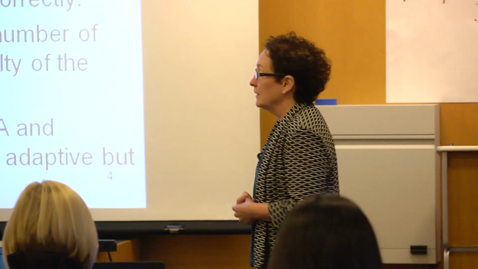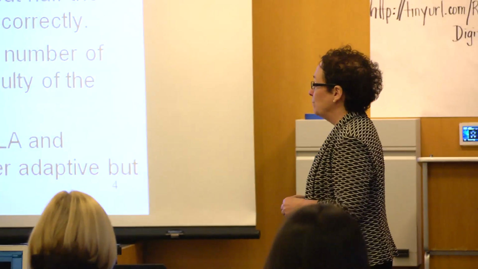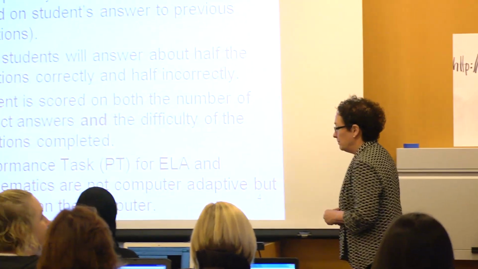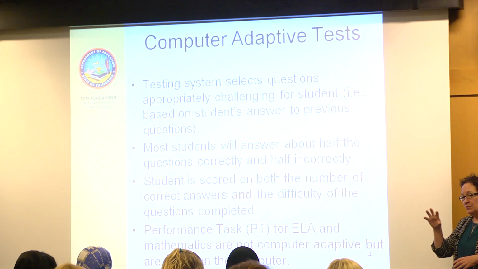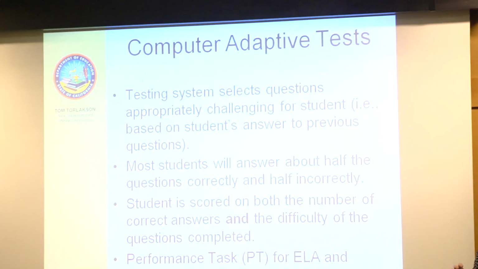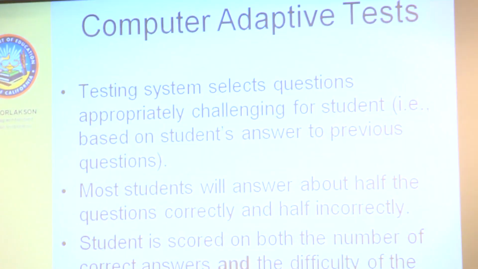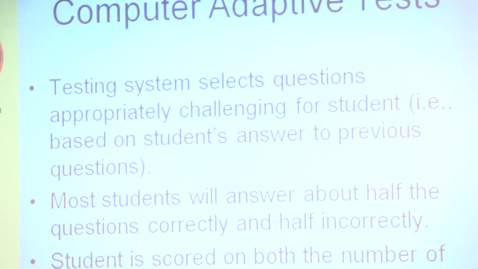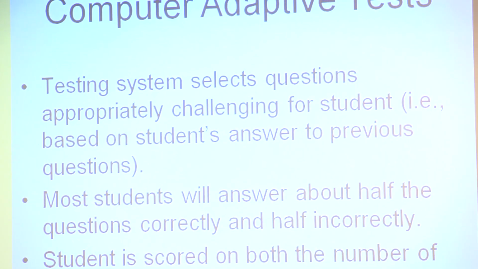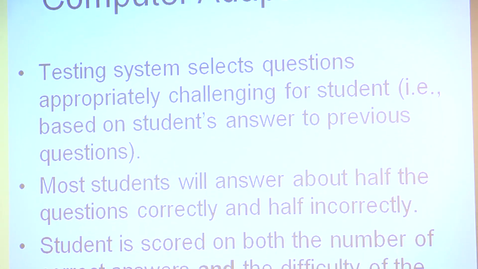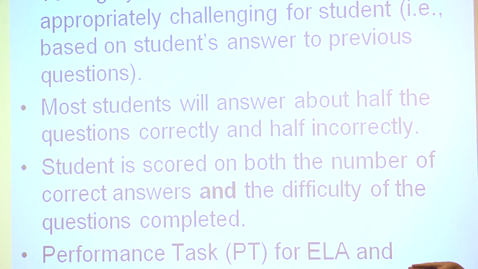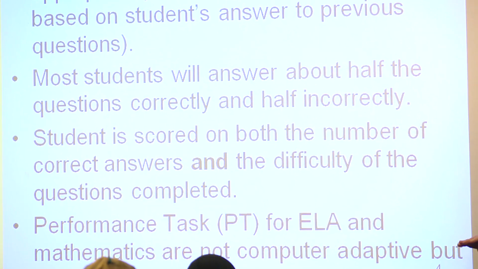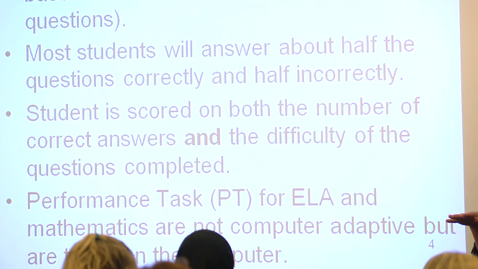So I want to talk a little bit about the adaptive part of the system. The way it's going to work is that it will be selecting based on student responses. How many of you are familiar with the way adaptive tests work? Okay, so I'm not going to spend a lot of time on this one. The interesting thing to me is that students will be answering questions. I was intrigued by this bullet that they gave me: they'll answer half the questions correctly and half of them incorrectly.